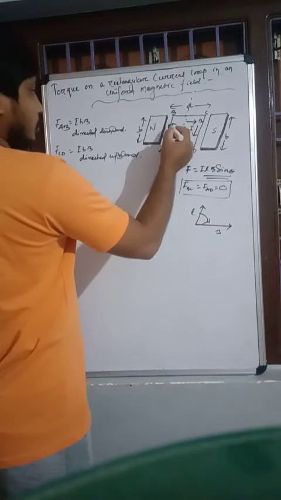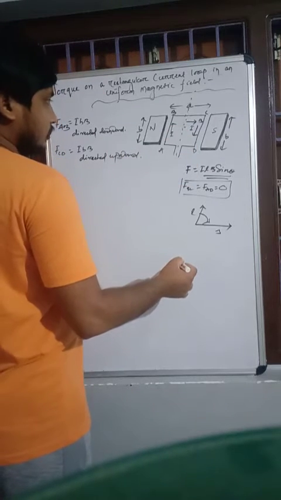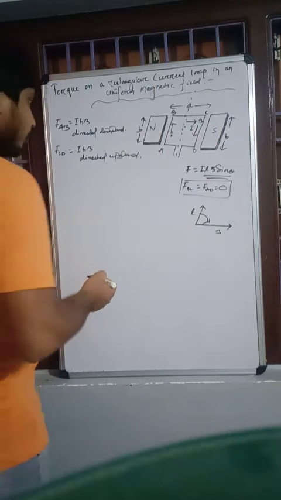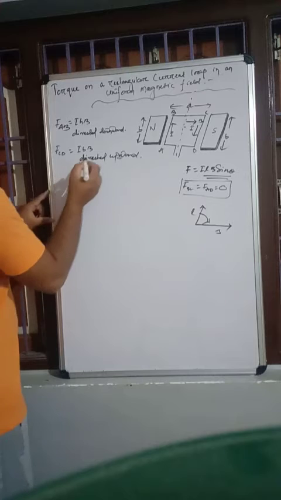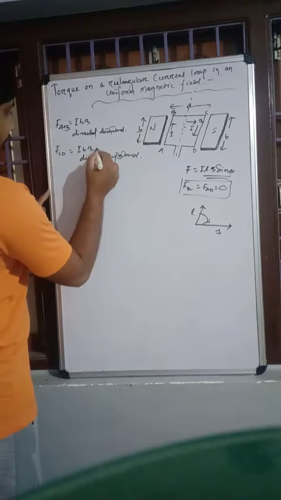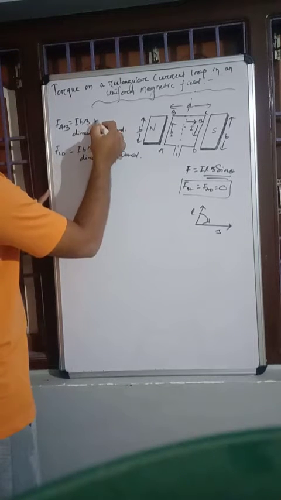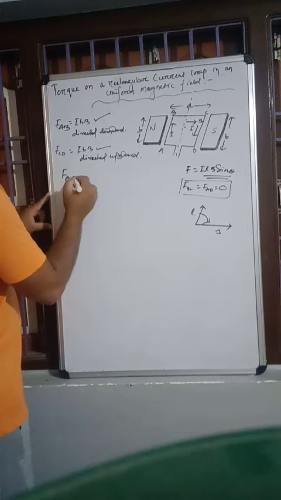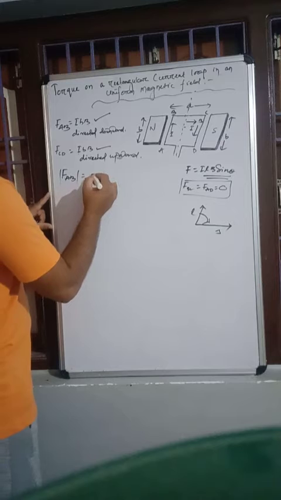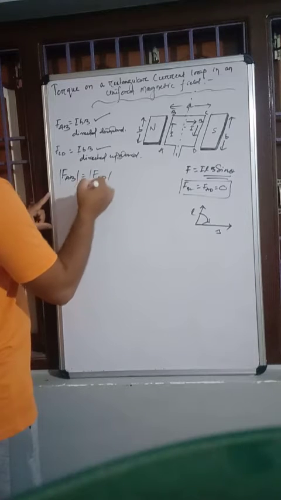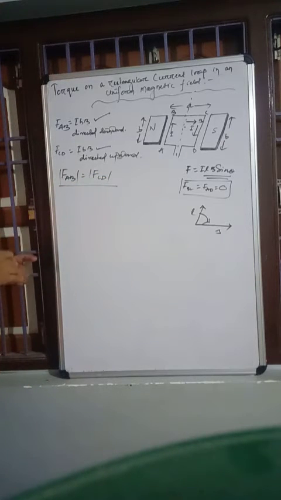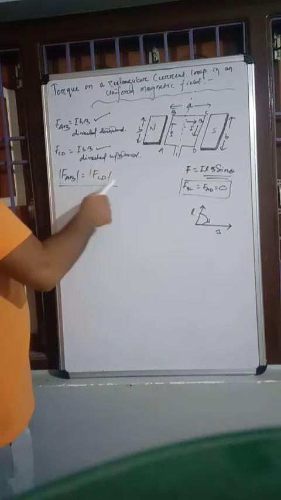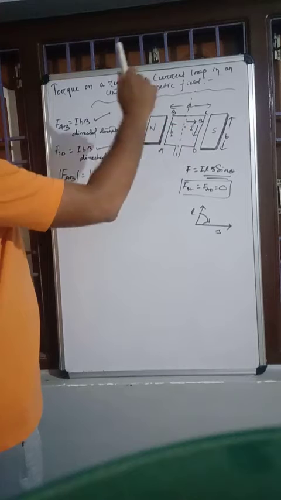That means this force will be acting in the downward direction and this force will be acting in the upward direction. And you can see that here the magnitude of the force is IbB and here also the magnitude of the force is IbB. That means we can say that the magnitude of the force on AB is equal to the magnitude of the force on CD. That means here the two forces are equal in magnitude but the direction is opposite.